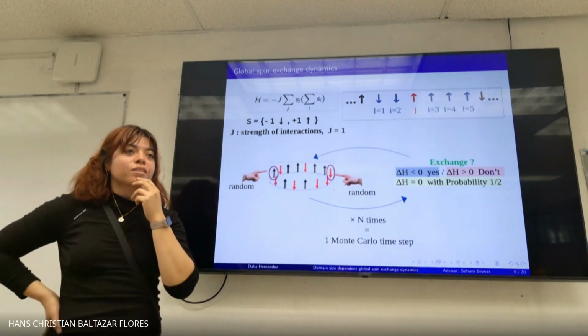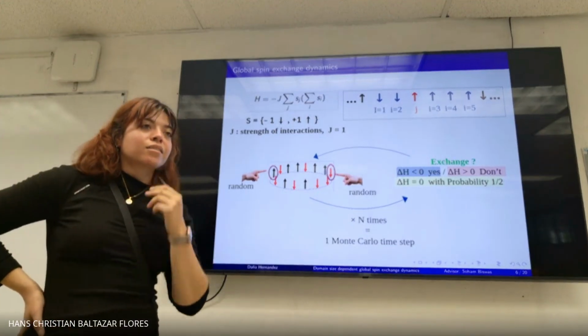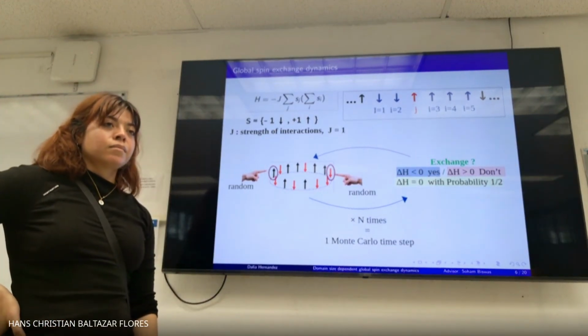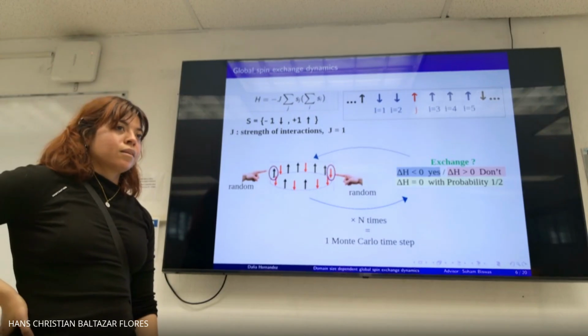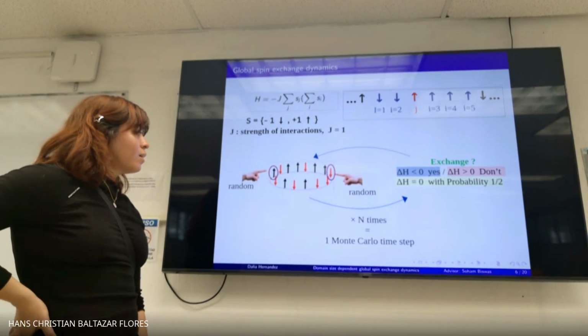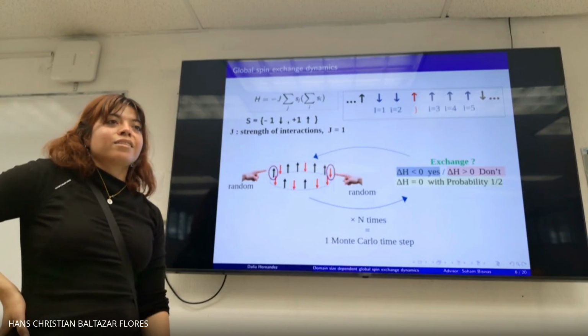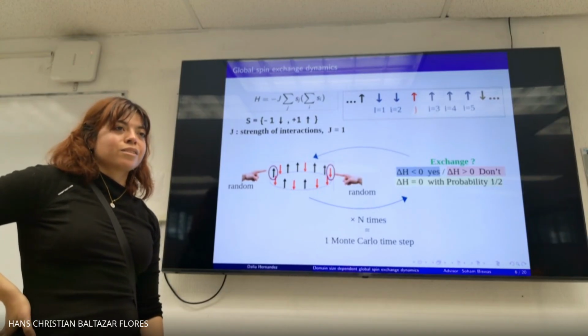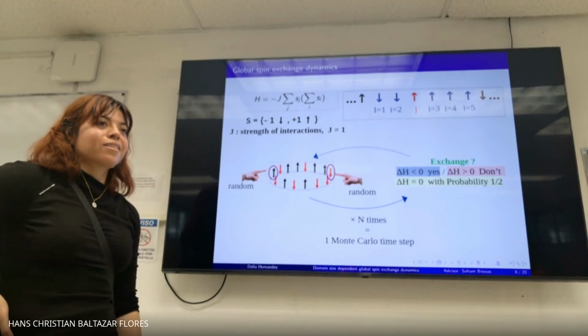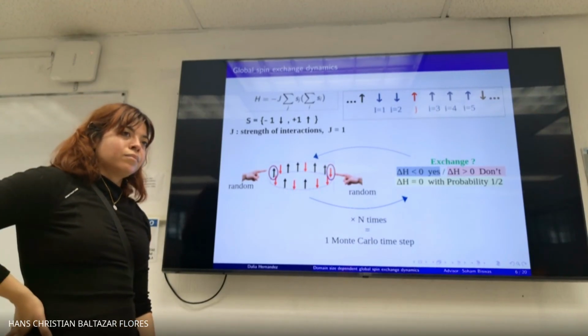And I forgot to say, a trivial question, but nonetheless: shouldn't it be N over 2 times, because you're moving two spins? No. Well, we tried this, and the results are weird. So it must be N times. Yes.